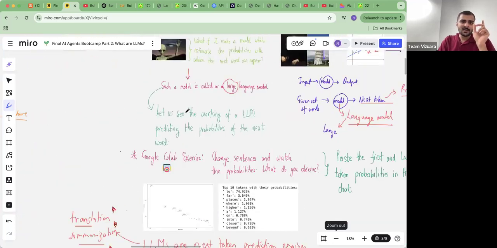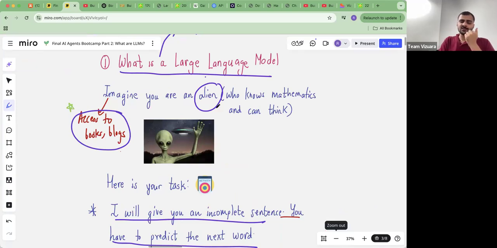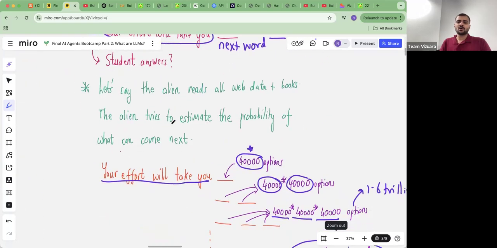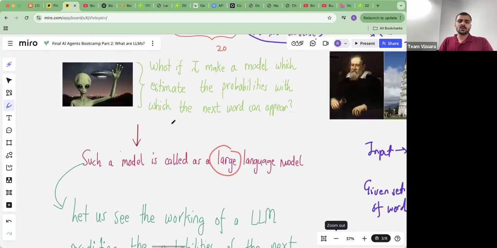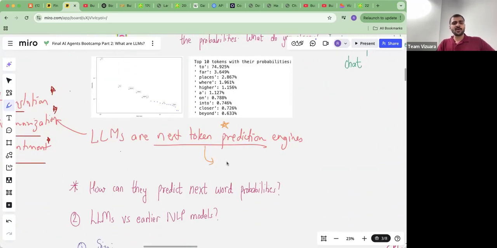To summarize the key takeaways from today's lecture: first, language models are next token prediction engines. They are not deterministic prediction engines, but they are probabilistic.